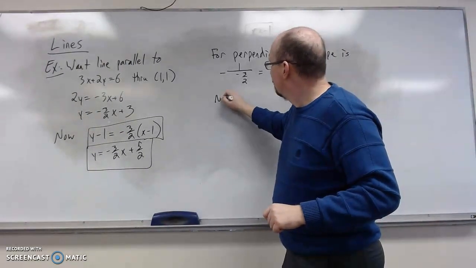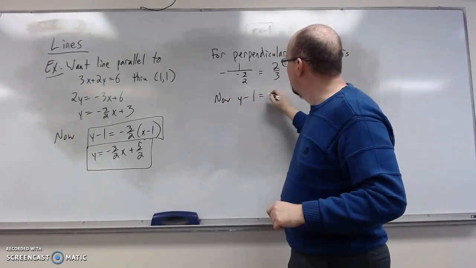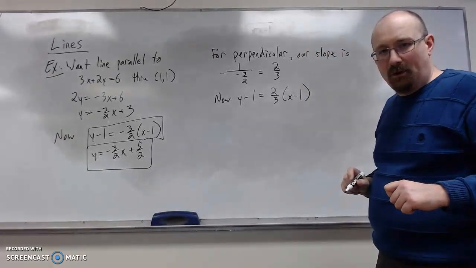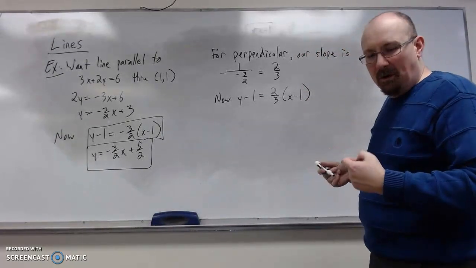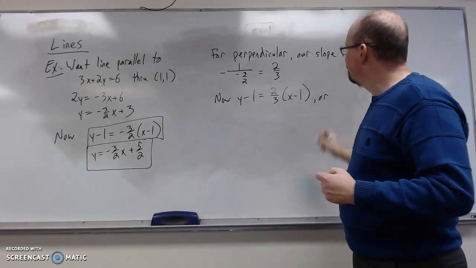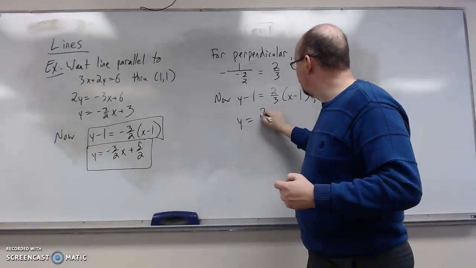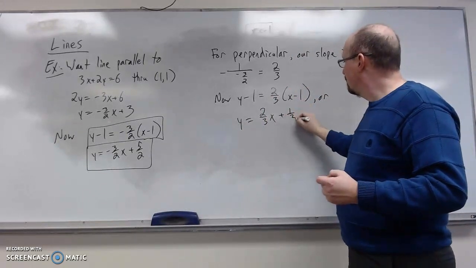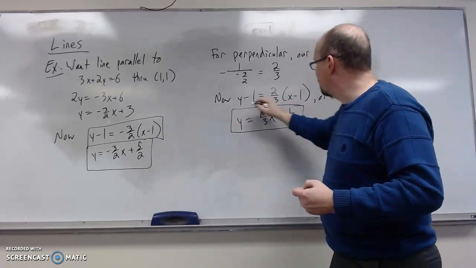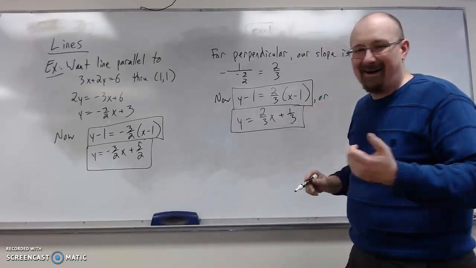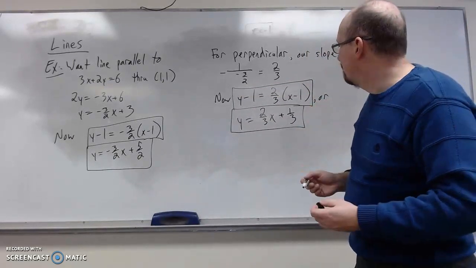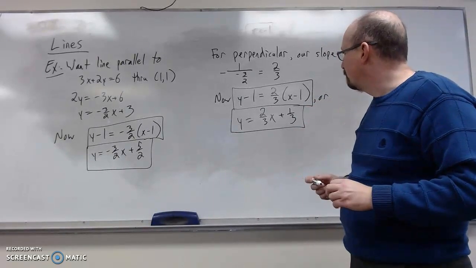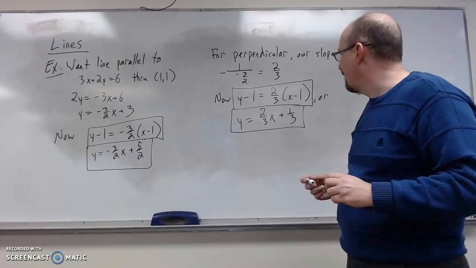We have y minus 1 equals positive 2/3 times x minus 1. And again, if you wanted to dig in, we have y equals 2/3 x minus 2/3 plus 1. Again, I don't particularly require it, I just like the slope-intercept. But you should end up getting 2/3 x plus 1/3. So yeah, that covers that guy right there.